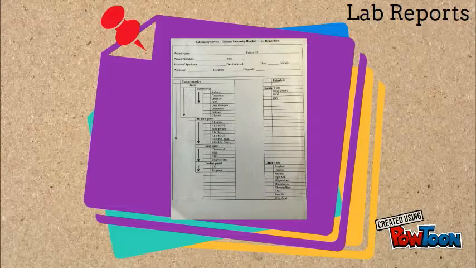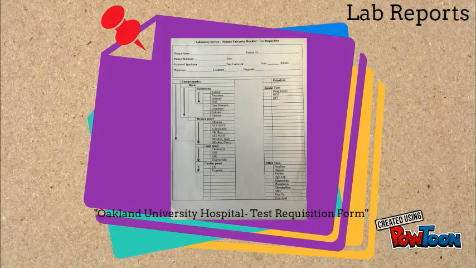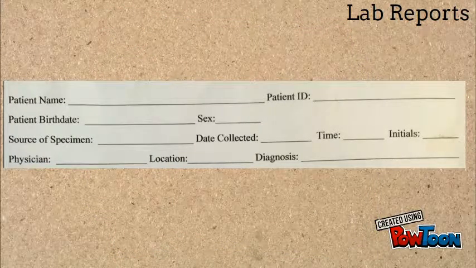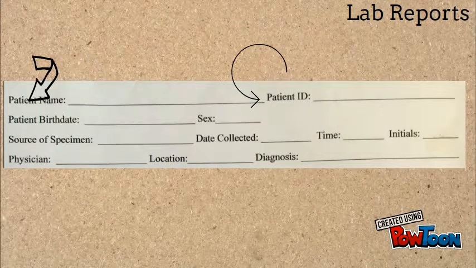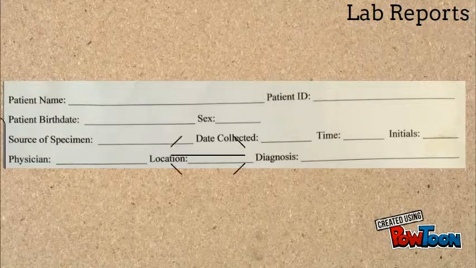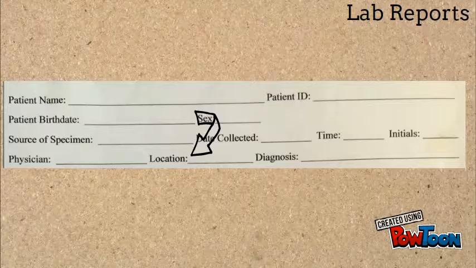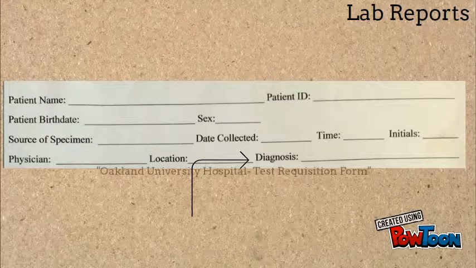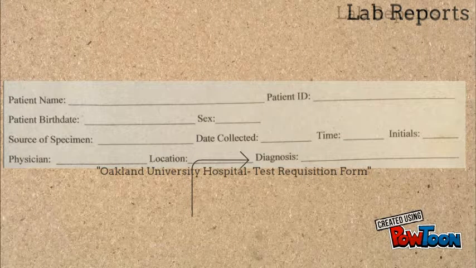Here is an overview of a sample lab report a medical laboratory scientist would see on a daily basis. On top, the lab report includes the patient's name, patient ID, patient's birth date, the sex of the patient, the source of specimen, date collected, time and initials of the patient, physician who needed it, the location of where the lab was taken, and the diagnosis the medical laboratory scientist believes it is.